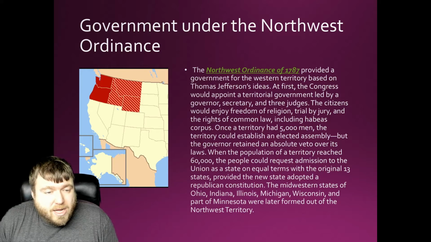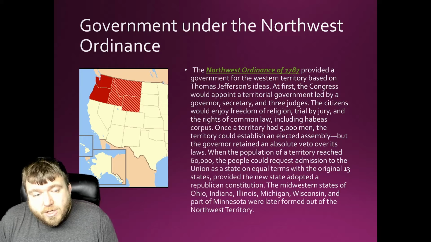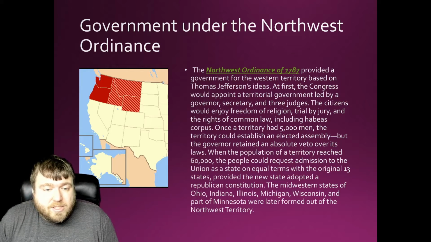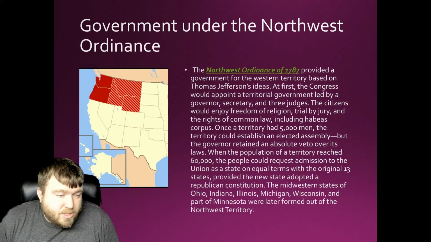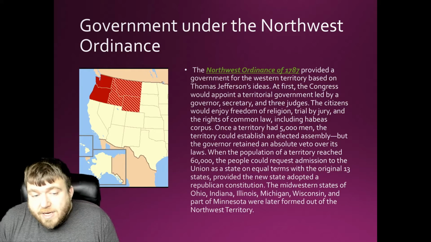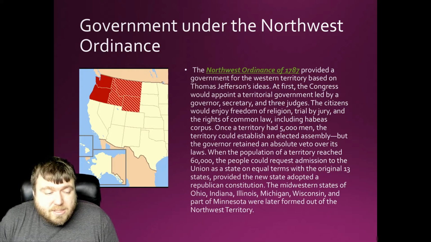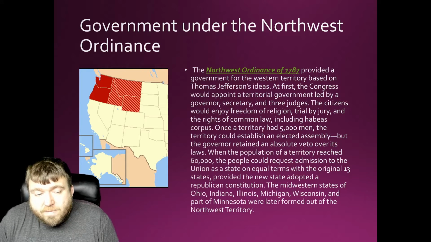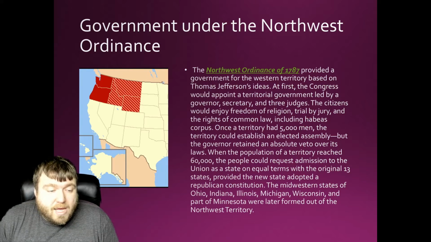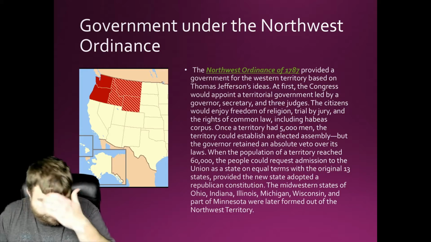Once a territory had 5,000 men, the territory could establish an elected assembly, but the governor remained an absolute veto over its laws. When the population of a territory reached 60,000, the people could request admission to the Union as a state on equal terms with the original 13 states, provided the new state adopted a Republican constitution. The Midwestern states of Ohio, Indiana, Illinois, Michigan, Wisconsin, and part of Minnesota were later formed out of the Northwest Territory.